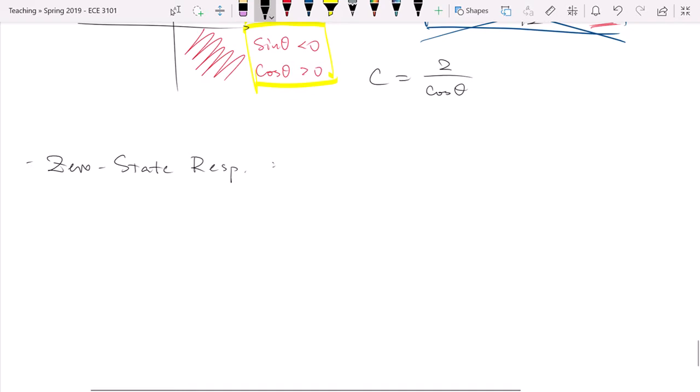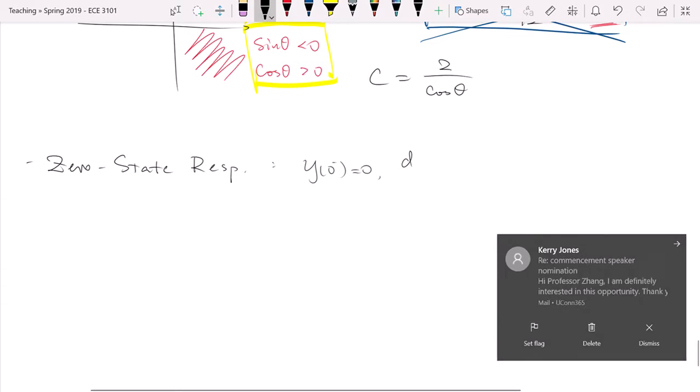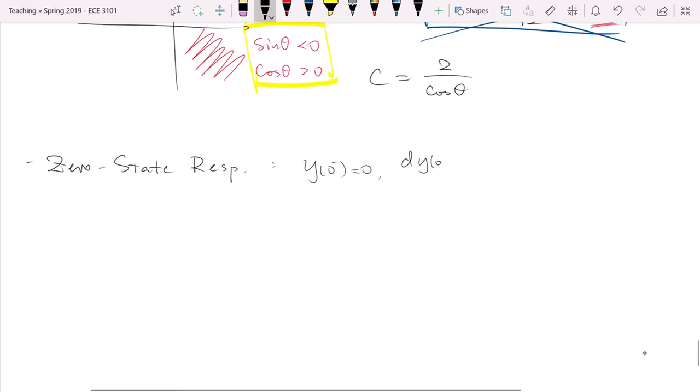And in the framework of this differential equation based or described LTI systems, that means this guy will be zero. This guy will be zero. And all these derivative terms that you can think of will be zero up to this. Okay. These are the initial conditions we discussed earlier in zero input response.